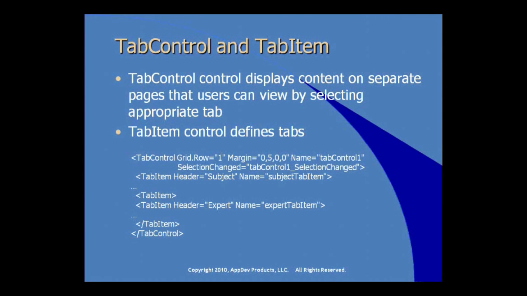So here's some XAML that creates a tab. First we start out with a tab control, and then inside there are two pages, one for subject, one for expert. So to define a page or a tab, this XAML uses the tab item element, and then the header contains the text that the users see. And when you change from one tab to another, the tab control selection changed event occurs.